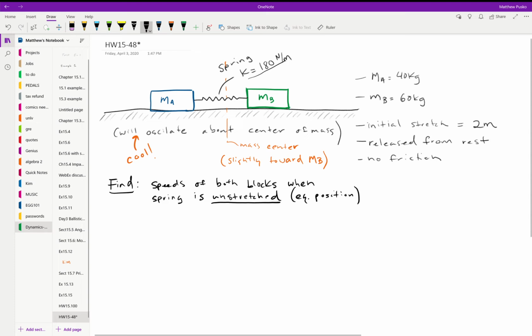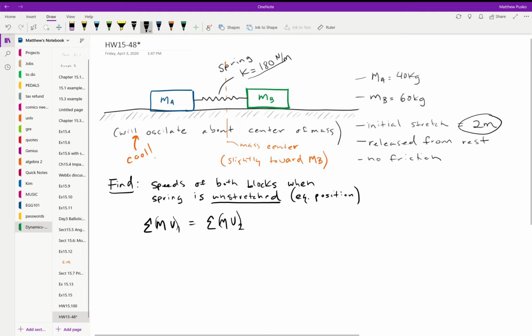We don't need to know any distances other than the fact that it's stretched 2 meters, and let's go ahead and conserve momentum for the system. We have the conservation of momentum: the total momentum to start is equal to the total momentum after.